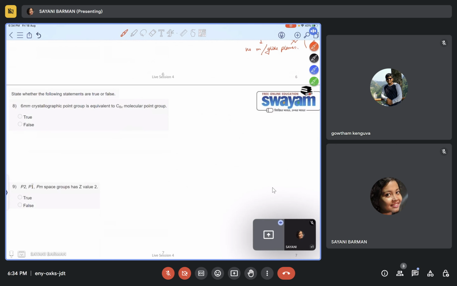Now the next one is 6mm crystallographic point groups. 6mm we can draw like this. First, draw like this one.